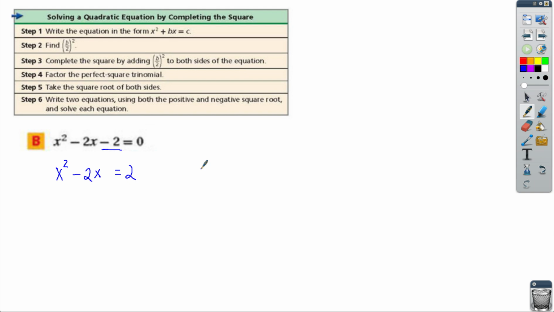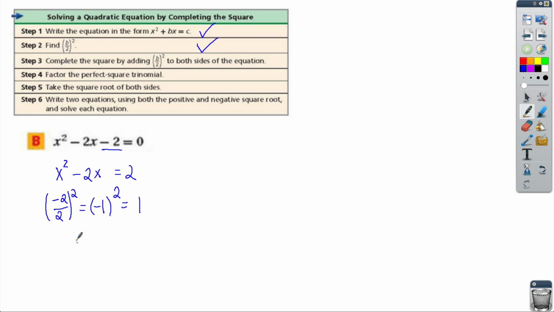There we go. So now this will help us start with step 1. Let's go ahead and move to step 2. In step 2, we take the b value, negative 2, divide it by 2, and we square that number. Alright, this results in negative 1. When squared is positive 1. We have completed step 2.